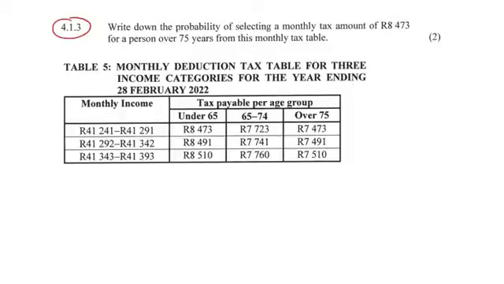Okay, this question. Write down the probability of selecting a monthly tax amount of 8473 for a person over 75 years from this monthly tax table. So what is the chance that someone can pay 8473 if they're over 75? If you go over 75, the only taxes that you could pay would be this, this, or this. You're never going to be able to pay 8473. That's only if you were under 65. So what is the probability that someone over 75 would pay that? It is 0. So the answer is 0.